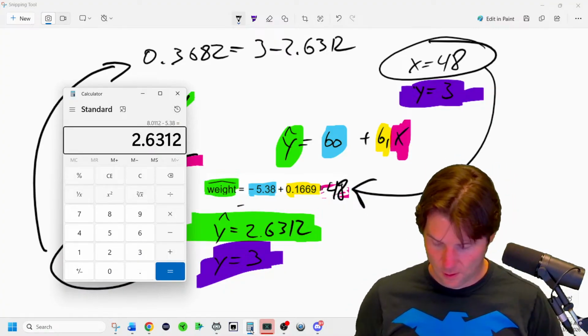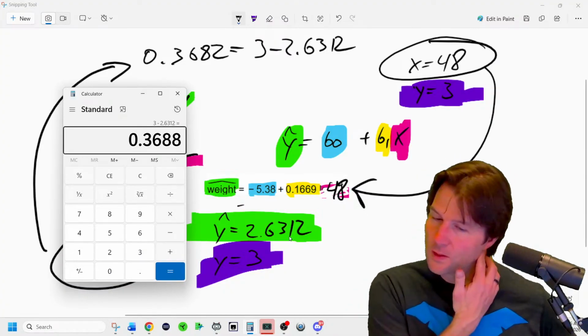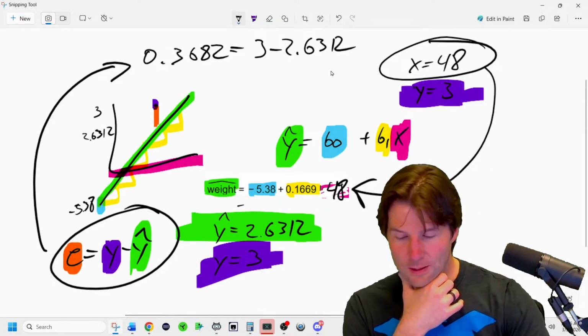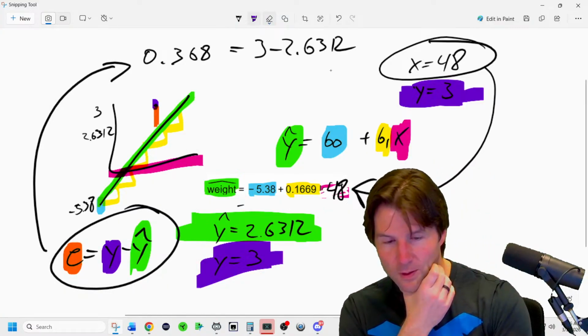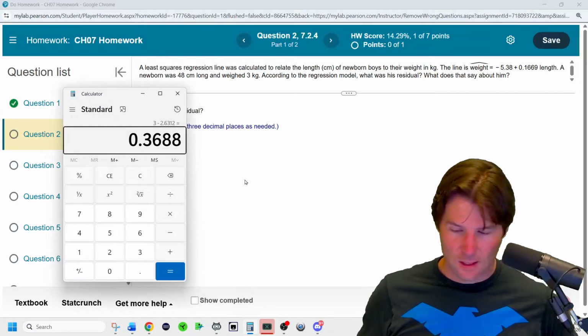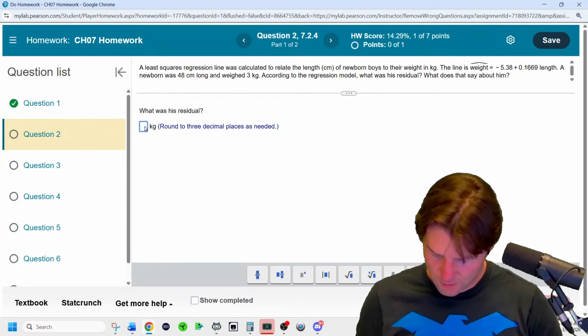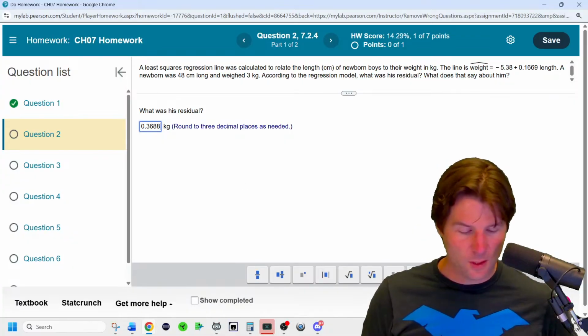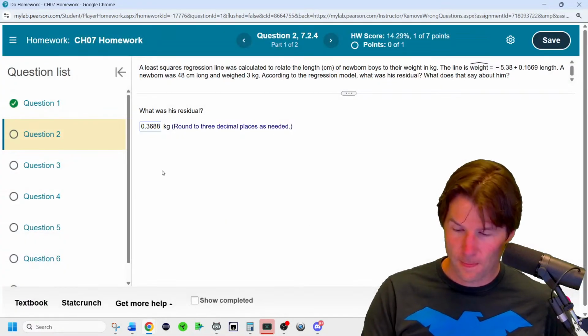And so 3 minus that, and there it is. Oh, I was wrong on that. It's 88. I think I said that and then I wrote it wrong. There you go. 0.3688. That's how we do residuals: actual minus predicted. Really? 3 decimals.